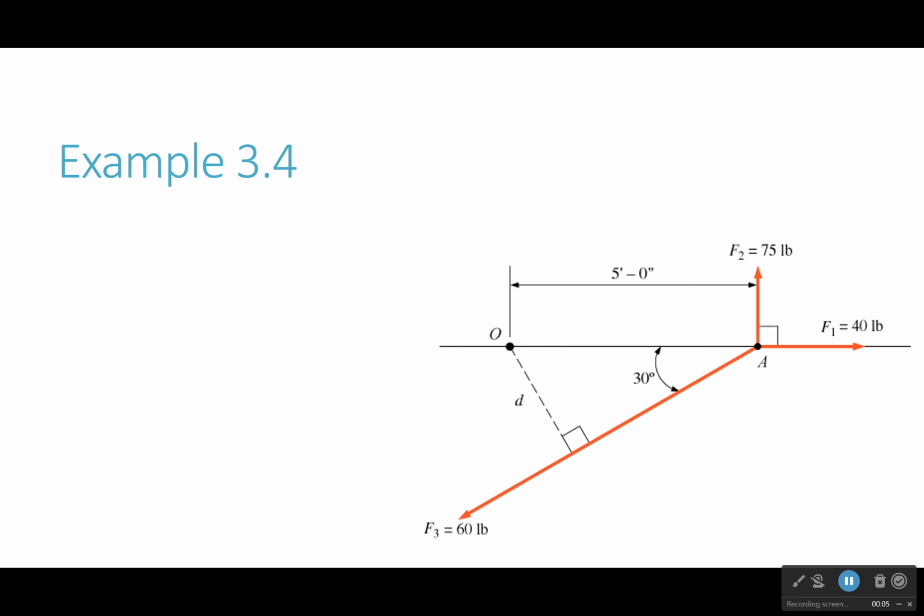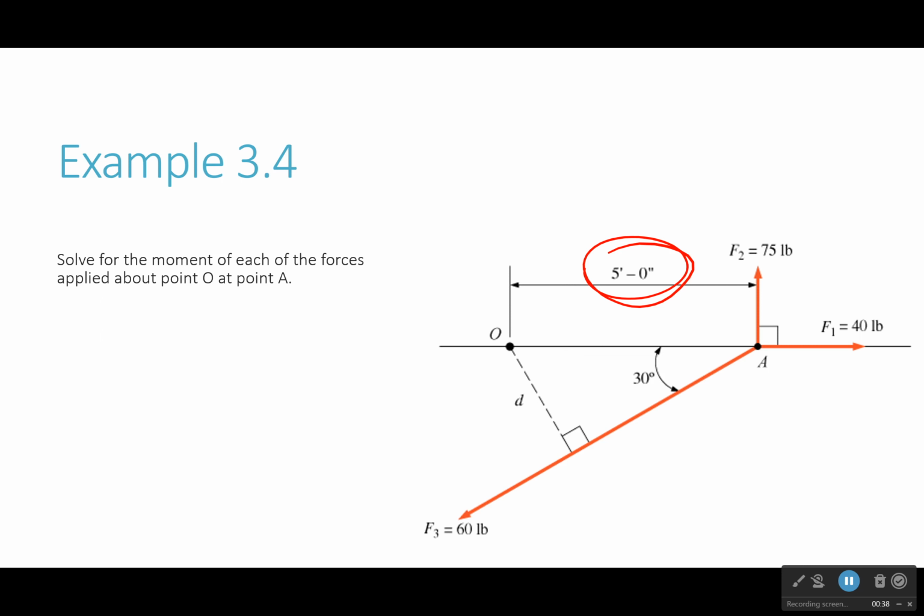So here's example 3.4, and as you might be able to guess by it giving us a distance, it's going to figure out a moment this time. We're not just doing our forces, we're also going to be taking into account a moment. So what it says is solve for the moment of each of the forces applied about point O. And these forces are applied at point A, okay? I want the moment around point O though. That's what I need the moment around. So I want to find the moment of each of the forces.